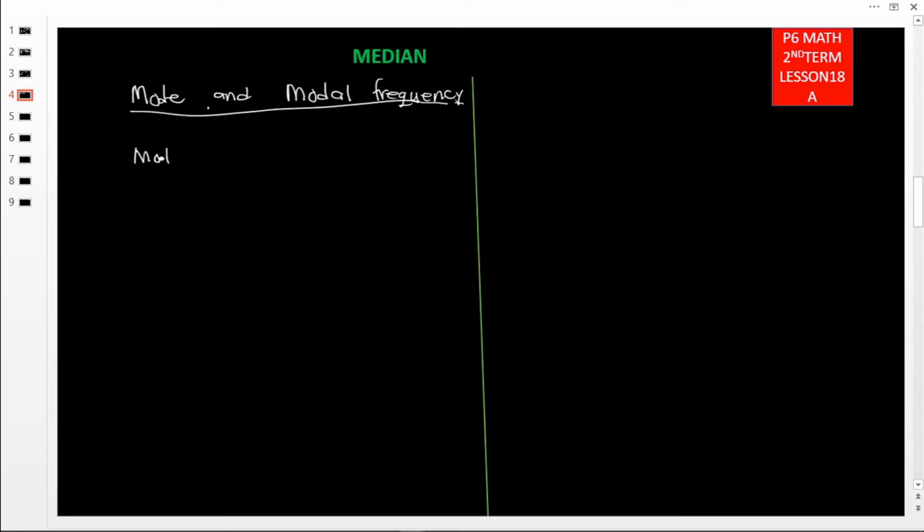So let us understand what mode means. Mode means the number that has appeared many times, the most appeared number, the number that is mostly appearing. Then when you go to modal frequency, this one means the number of times, how many times the number has appeared. So mode means the number that has appeared many times, and modal frequency means how many times the number has appeared.